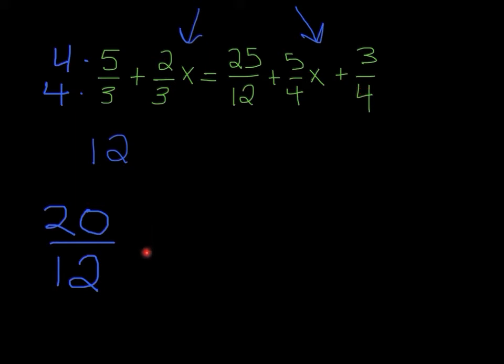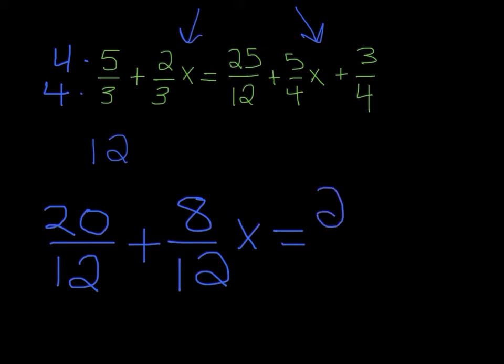So my next term becomes, we have 2 over 3x. I'm going to multiply the top and the bottom by 4, and that should give me 8 over 12x, equals, my next term, 25 over 12. I don't need to do anything to that fraction because I already have 12 in the denominator, so I'm simply going to rewrite it, 25 over 12.